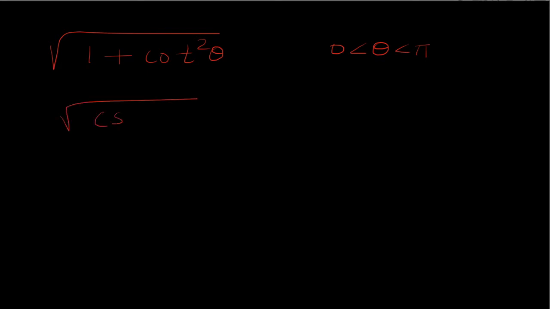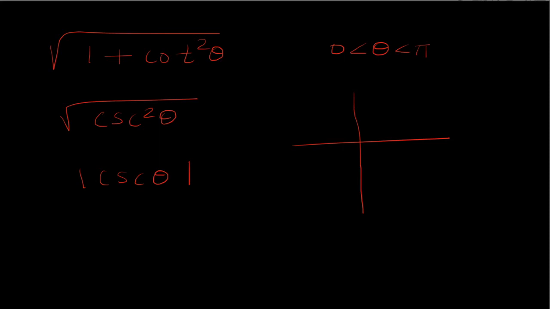Okay, let's look at the square root of 1 plus cotangent squared, where our theta is between 0 and pi. So 1 plus cotangent squared is just cosecant squared. And the square root of that is the absolute value of cosecant. Okay. So cosecant we can think of as 1 over sine.